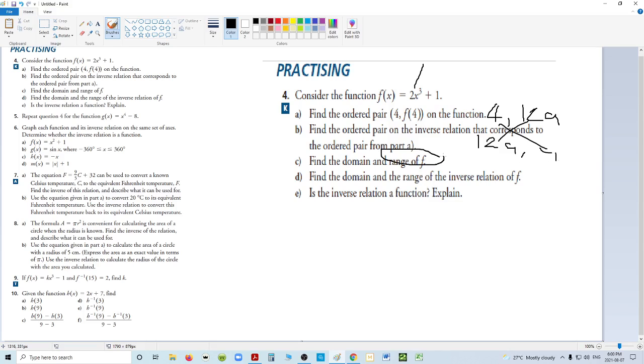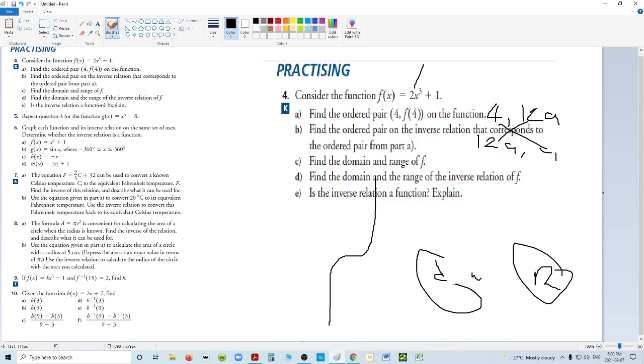Find the domain and range of f. Well, this is a cubic. Cubics go like this. Their domains go on forever, and their ranges go on forever. So that means the same is true for the domain and range of the inverse. So there's no need to do it. The plus 1 just elevates the cubic up by 1, but doesn't change its domain and range.